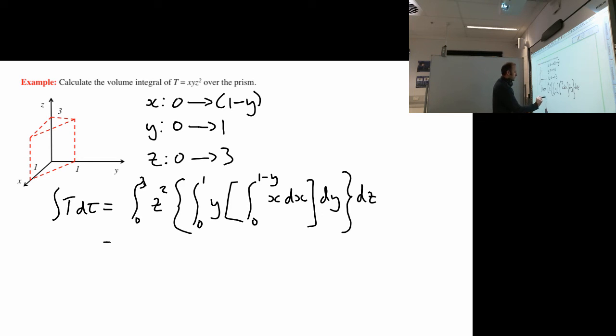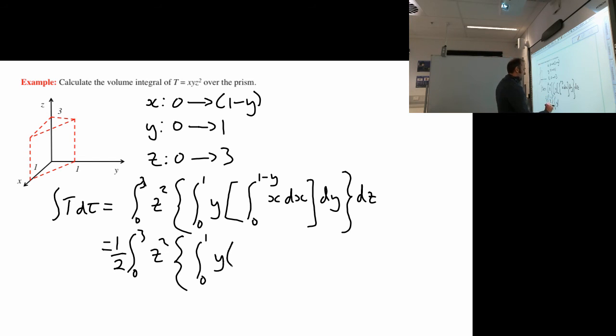So what we're going to get is, for z, the integral from 0 to 3 of z squared. And when we do the x integral, we're going to be left with x squared over 2. So I'm going to bring that half to the outside. And inside here, we're going to be doing the integral from 0 to 1 for y of 1 minus y all squared, dy, dz.